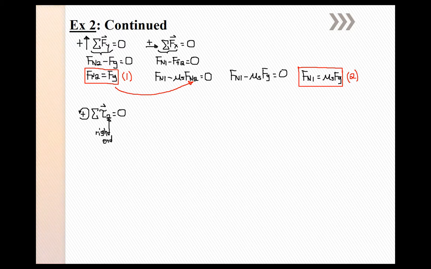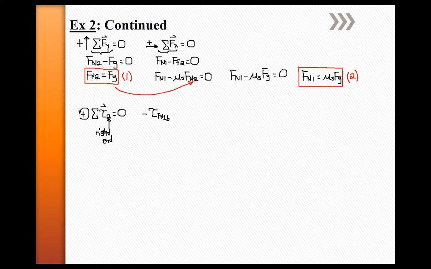So I'm going to call this negative tau due to Fn1 perpendicular. It's only the perpendicular component of Fn1 that actually generates any torque, and that's going to generate torque in a clockwise direction.